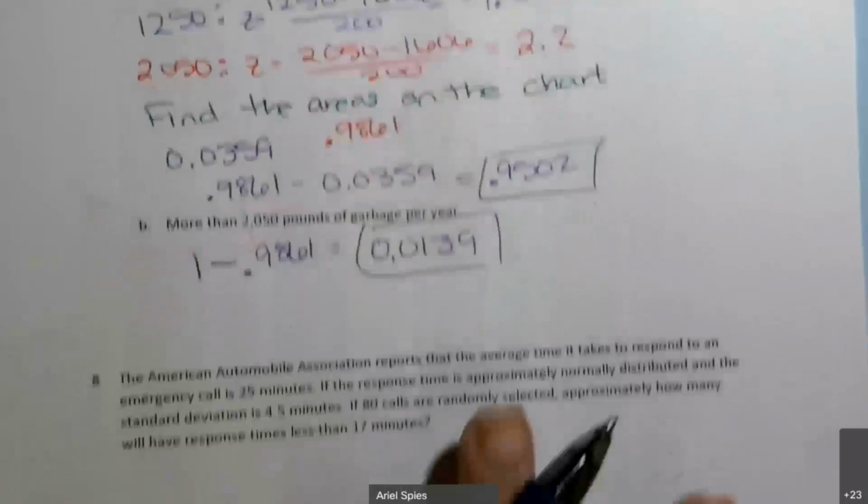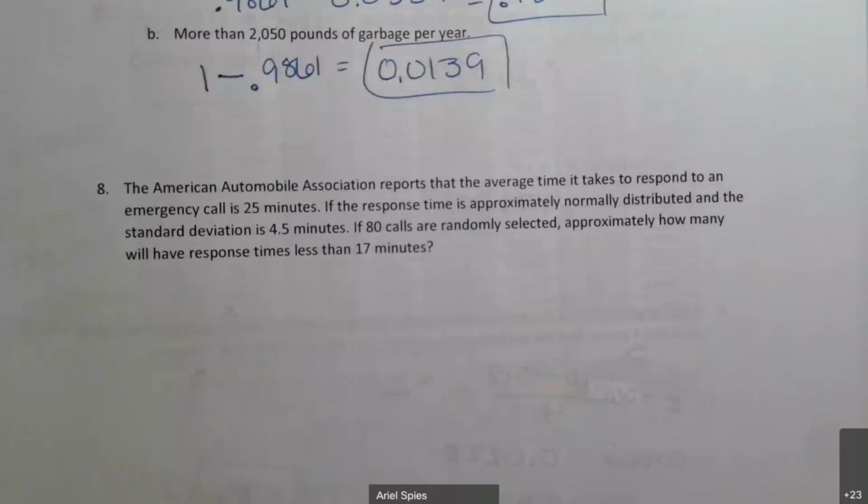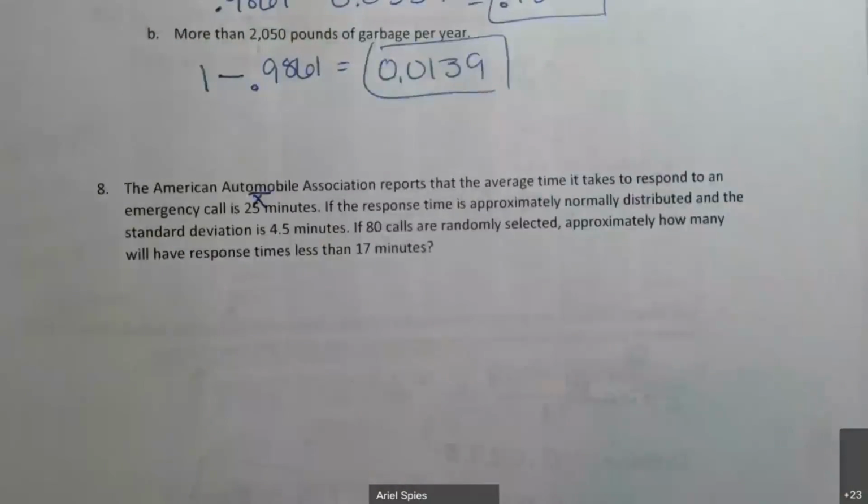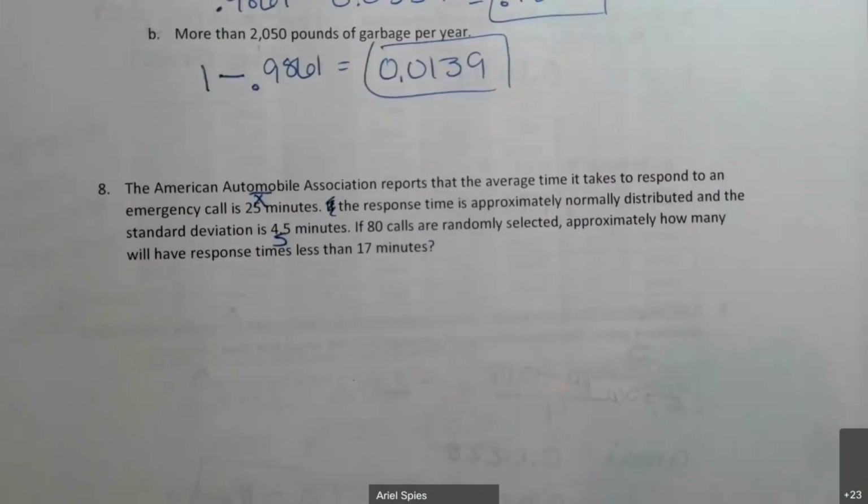Okay. Number 8 tells me that AAA reports that the average time it takes to respond to an emergency call is 25 minutes. So that's my X bar. The response time is approximately normally distributed and the standard deviation is 4.5 minutes. If 80 calls are randomly selected, approximately how many will have response times less than 17 minutes? So I'm not going to focus on the 80 until the very end, but the 17 minutes is important because that's the data value I care about, because this whole thing was about call length.